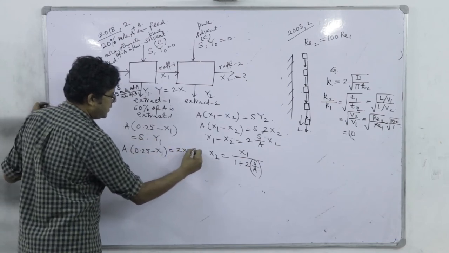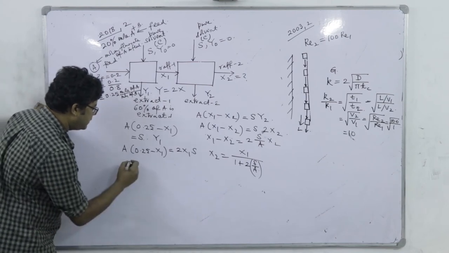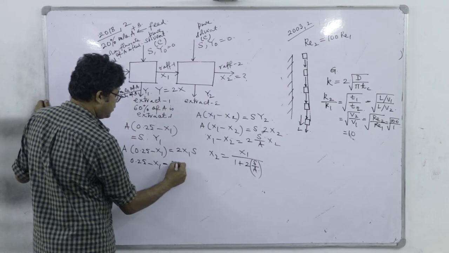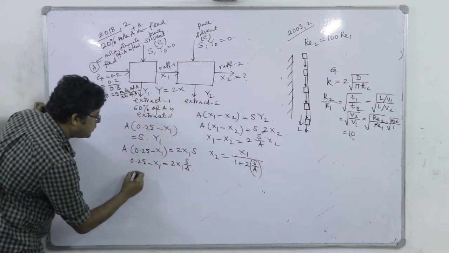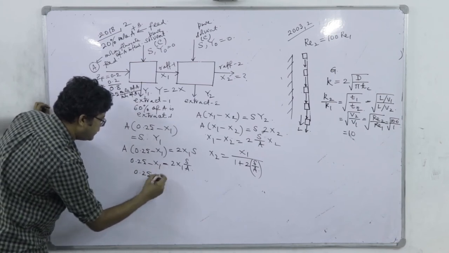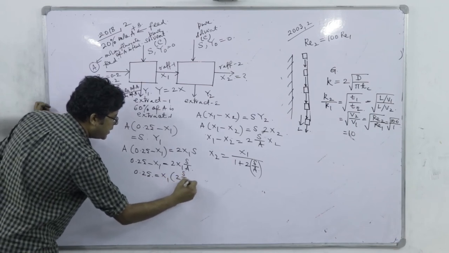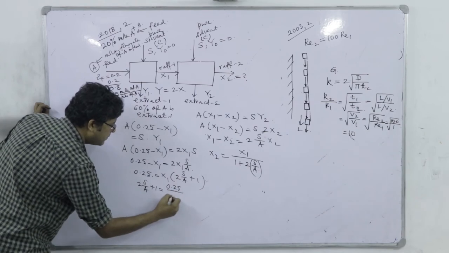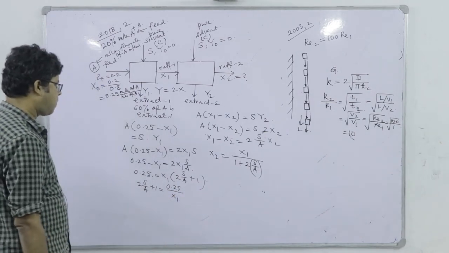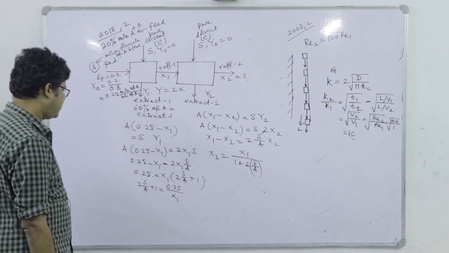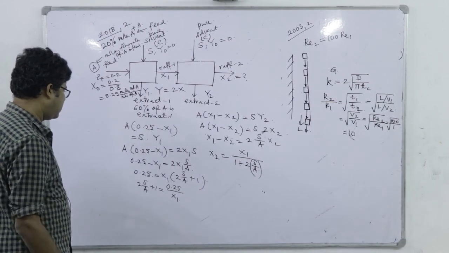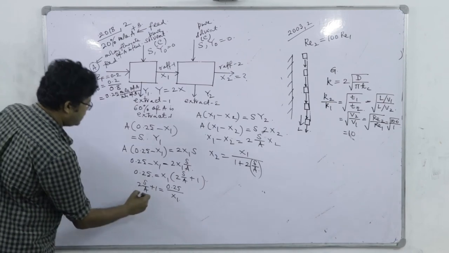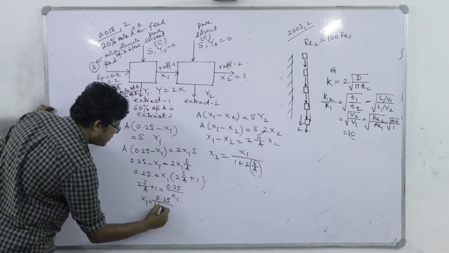So Y1 is 2X1, so 2X1 S. So this 0.25 minus X1 is equal to 2X1 S by A. So 0.25 is equal to X1, if we take common, 2S by A plus 1. So 2 of S by A plus 1 is equal to 0.25 by X1. So X1 is equal to 0.25 divided by 1 plus 2 into S by A.